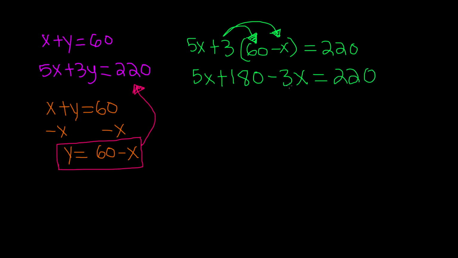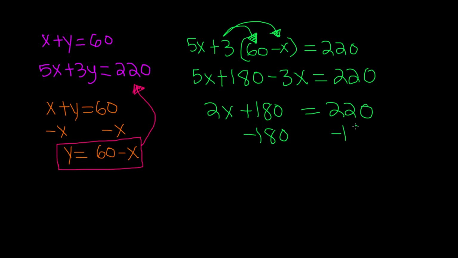Since 5x and negative 3x are like terms, since they both have a variable of x, we can combine them. So 5x minus 3x gives us 2x, plus 180 is equal to 220. So now we have to subtract 180 from both sides. So we get 2x is equal to 220 minus 180, which equals 40.